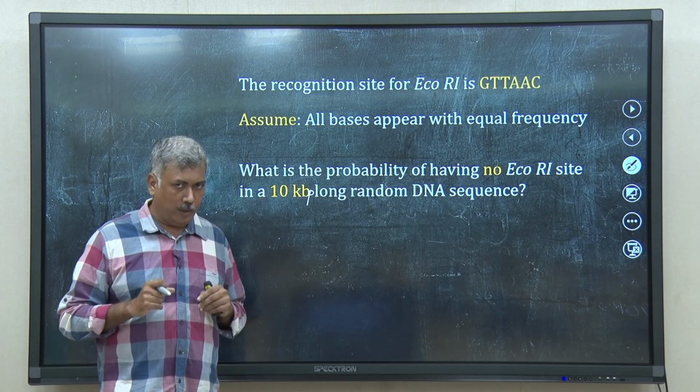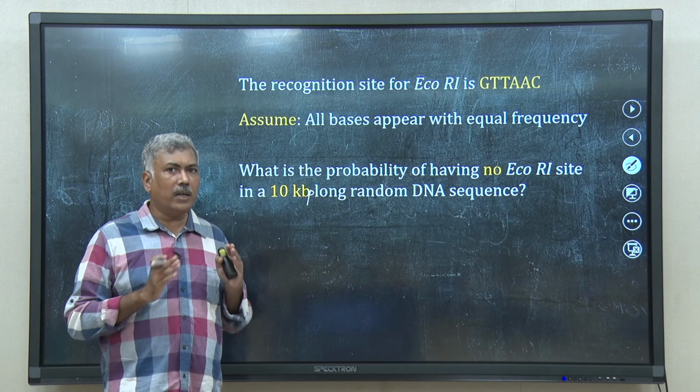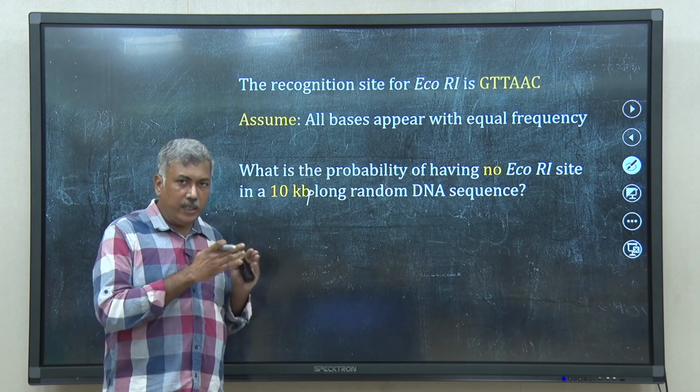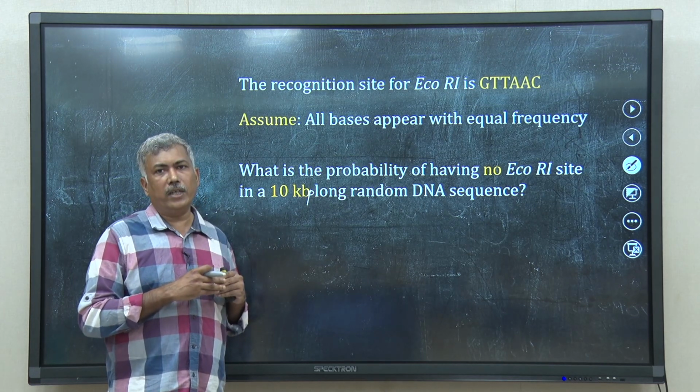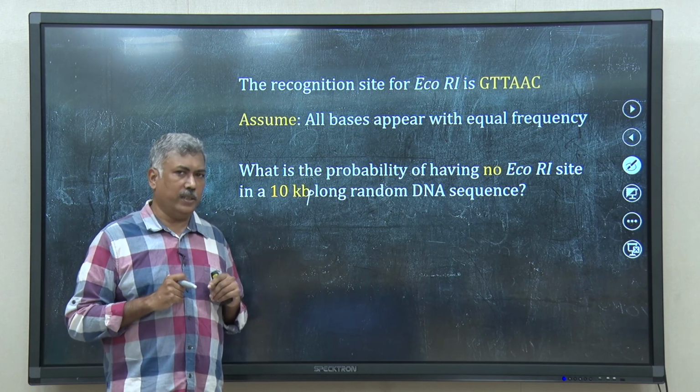You have to calculate this probability, and using the concept of PMF of the 3 different discrete probability distributions that we have discussed, you should be able to answer this question.